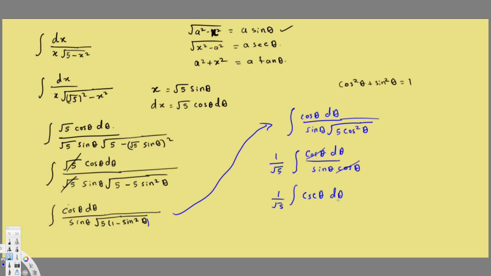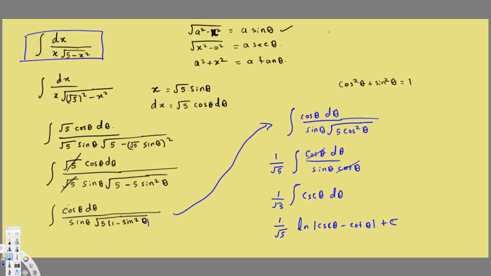The integral of cosec theta, you have to remember, is ln of cosec theta minus cot theta. So this is 1 over root 5 ln cosec theta minus cot theta plus constant, right? Now, this is not our final answer because we derived theta from x. Our original function is in the x format, so we have to bring this into x format.